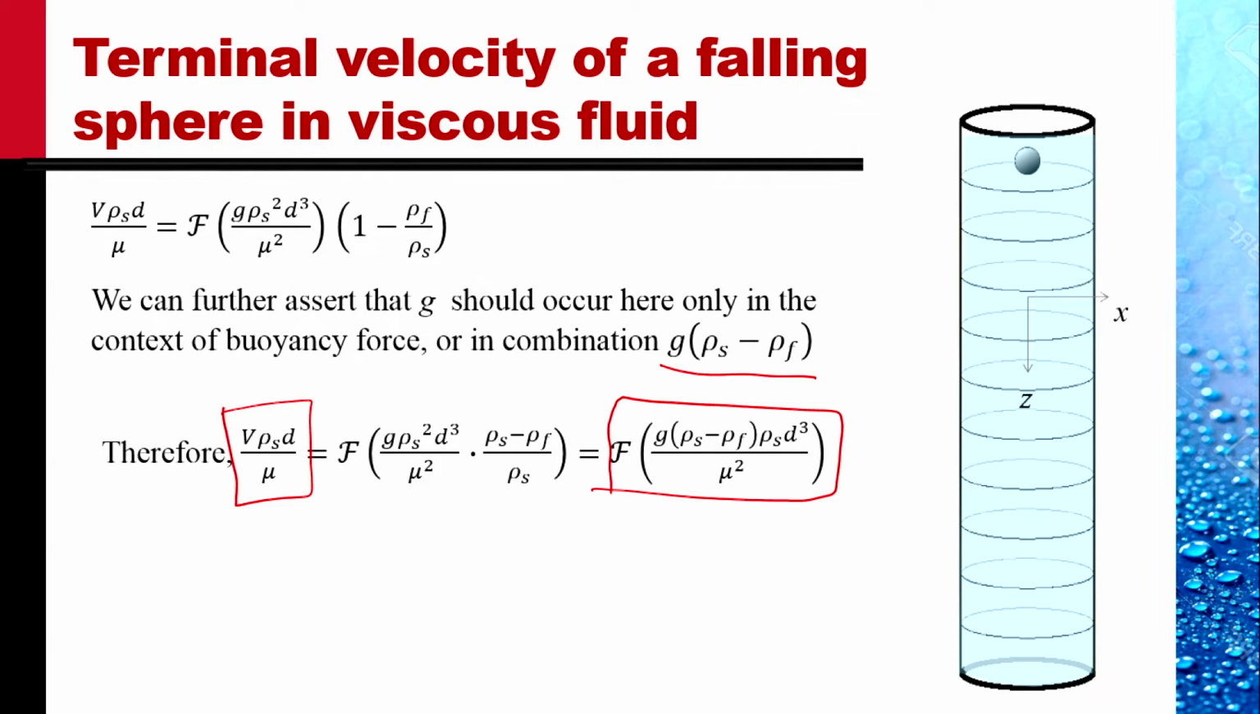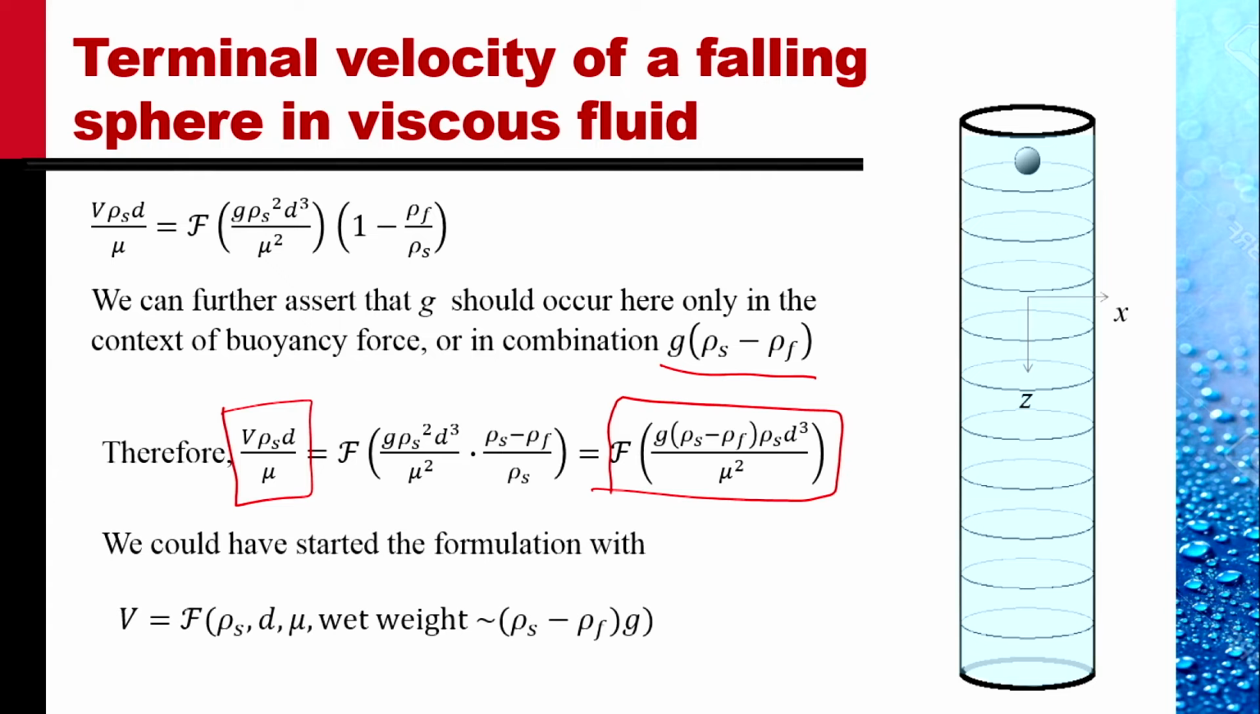And now we can determine this by conducting experiments of that form. Instead of taking 2 steps to arrive here, we could have started out with a formulation that velocity is a function of rho s, d, the diameter, mu, and the wet weight of the sphere. That is the net weight.